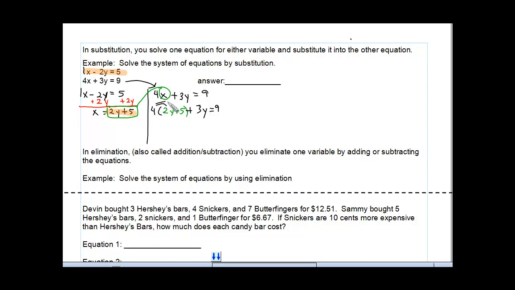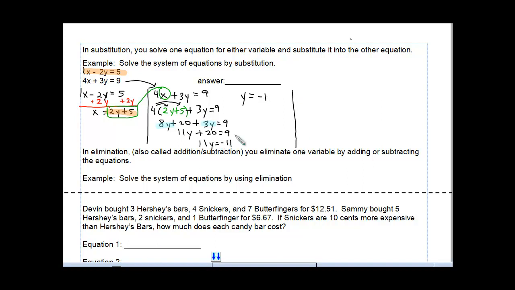First, distribute to every term within the parentheses. Combine like terms, and 11y plus 20 is equal to 9. Subtract 20 from both sides. When you divide both sides by 11, we get y equals negative 1. So I have part of the solution.